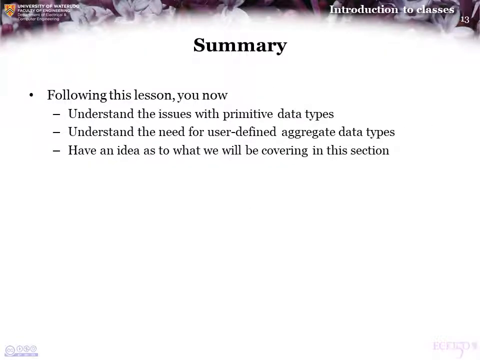So, following this topic, you now understand some of the issues with primitive data types. For large, complex objects, it's just too difficult to maintain all of the information in different local variables that are simply of primitive data types or arrays of primitive data types. For this, we need user-defined aggregate data types or classes. And so in the following section, this is what we will be covering. How do we declare and use classes to describe aggregate data?